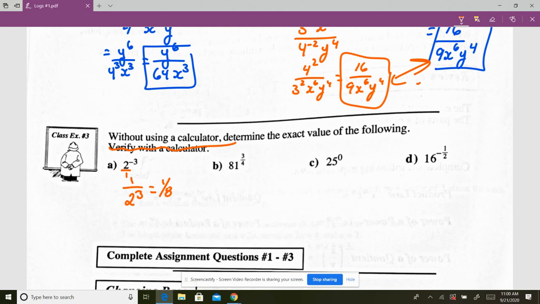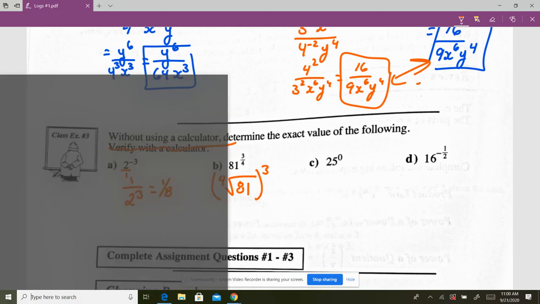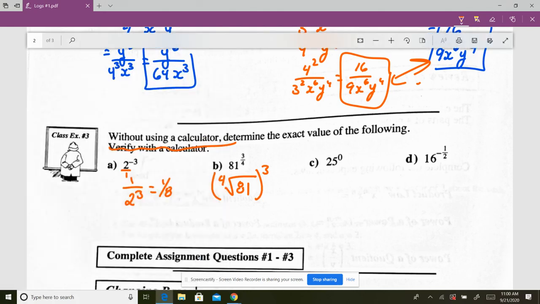B, 81 to the 3/4. As soon as you see a fraction, what are you doing? Some sort of radical or root, whatever you want to call it. What root are we doing on this one? 4th root of 81. And I usually like to cube it after. Anybody know what the 4th root of 81 is? I.e., what number do you multiply by itself 4 times to get to 81? 3. 3 times 3 is 9. 9 times 3 is 27. 27 times 3 is 81. So the answer is 3 on the inside there. What's 3 cubed? 27.